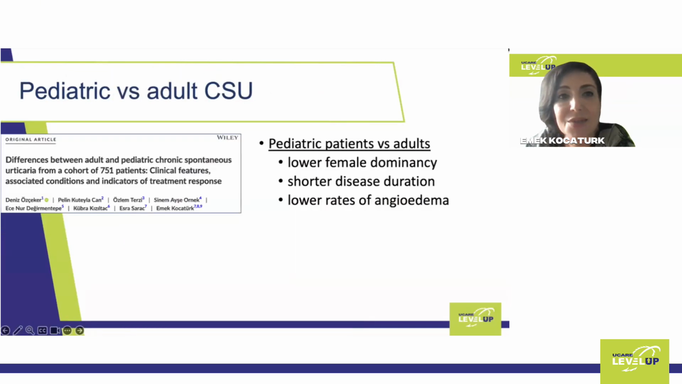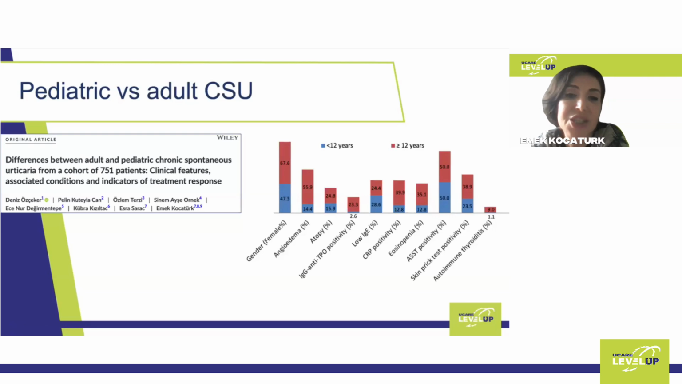For example, pediatric versus adult CSU. Do they really differ? For this, we did an analysis of patients from our pediatric allergy immunology unit, and we compared the adult and children CSU patients. Then we saw that pediatric patients had a lower female dominance, a shorter disease duration, lower rates of angioedema, and also less IgG anti-TPO positivity, less CRP positivity, less eosinopenia, and also less autoimmune thyroiditis. They didn't show a very refractory disease. They were responding much better to antihistamines, and they required less omalizumab treatment when compared to adult patients.